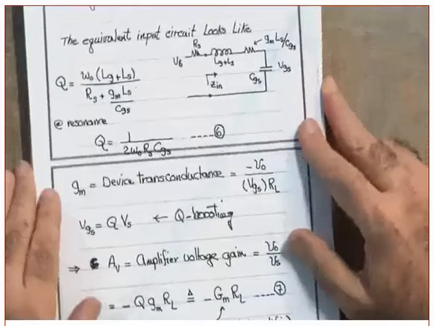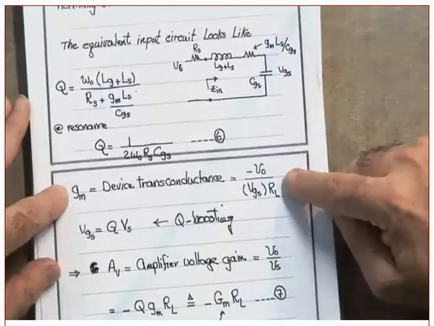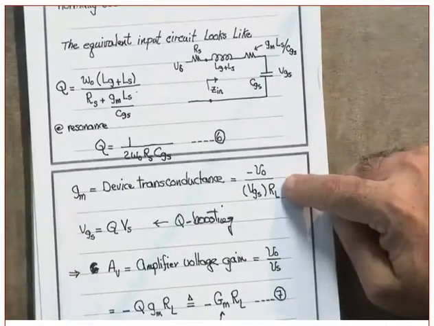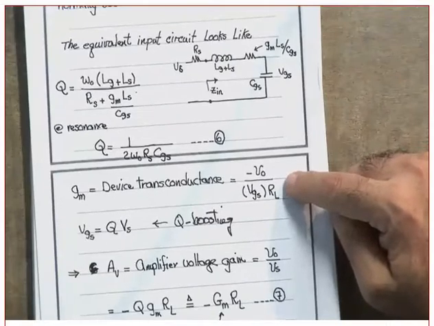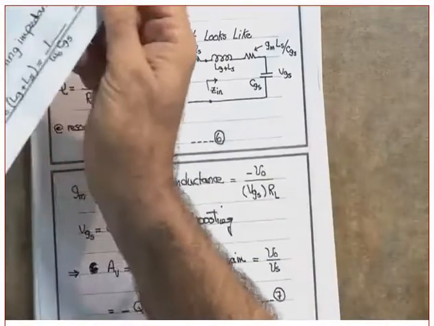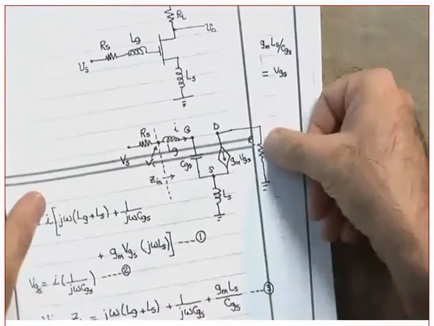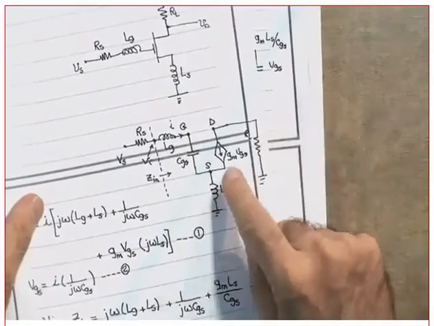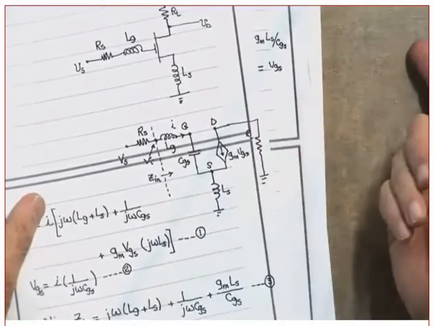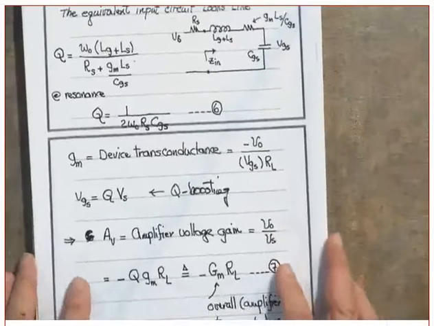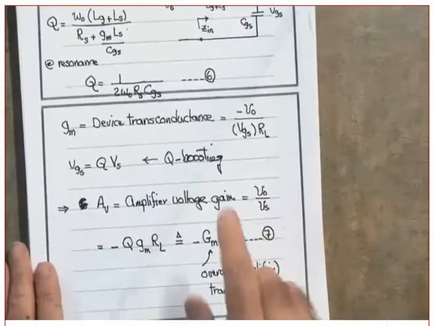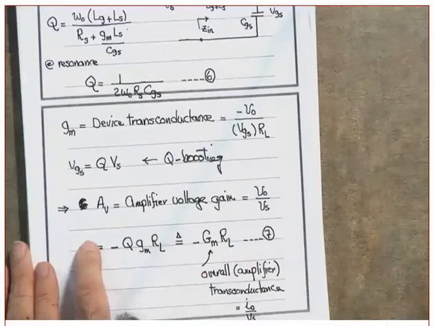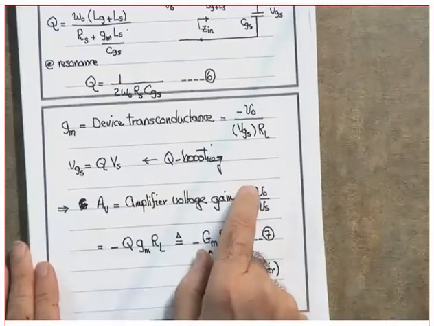Now, what is the V naught? Let's see if you can tell me. GM, what is the GM? Explain to me where this came from. Where is the equivalent circuit? What is the current in here? The current in here is minus GM VGS. Okay, and what is VGS? Q times VS. So what is V naught here?